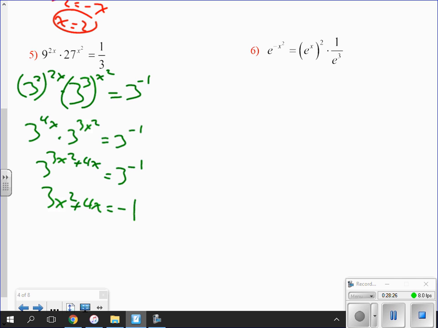What do I need to do to solve that? Set it equal to 0. 3x squared plus 4x plus 1 equals 0. And then you factor and you solve. And you end up getting x equals negative 1 and negative 1/3 when you're all said and done. I'm going to leave the factoring and stuff to you guys.